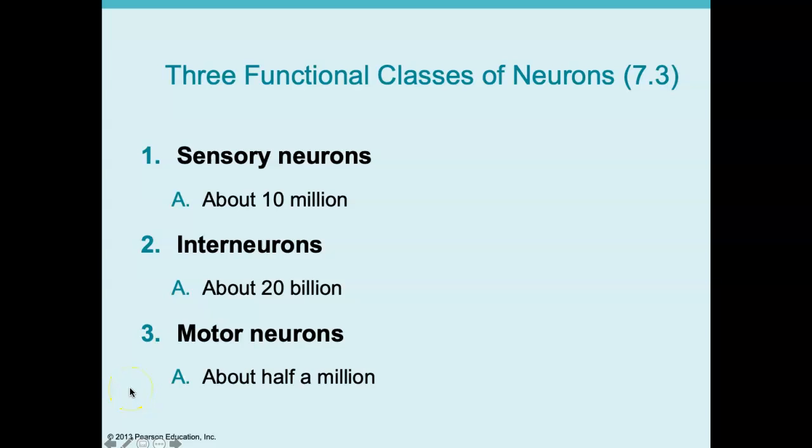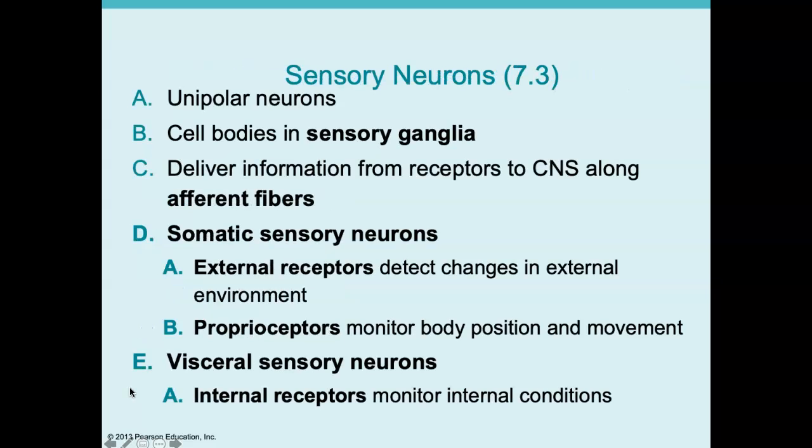In the previous video, I talked about the structural classes of neurons, the bipolar, unipolar, and multipolar. Here we have three functional classes of neurons: sensory neurons, motor neurons, and connectors. Connectors that are located in the spinal cord are called interneurons. We've got a lot of those and lots of sensory neurons. Our sensory neurons are unipolar. The cell bodies are located in what are called ganglia, like clumps of cell bodies.